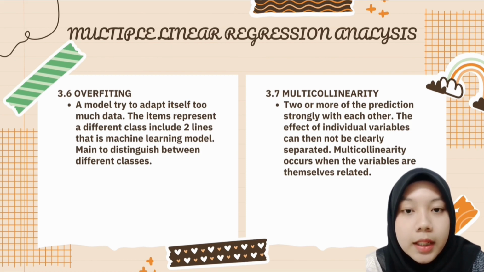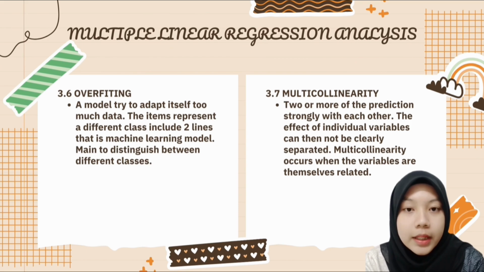3.6 Overfitting. A model tries to adapt itself to too much data. The items represent different classes, including 2 lines, that is machine learning model, made to distinguish between different classes.